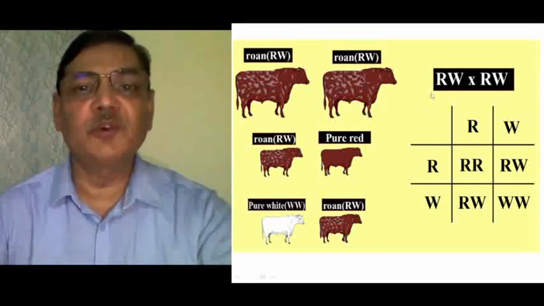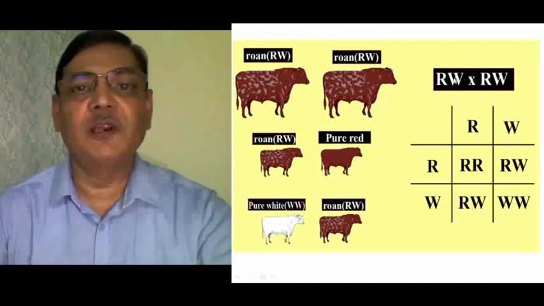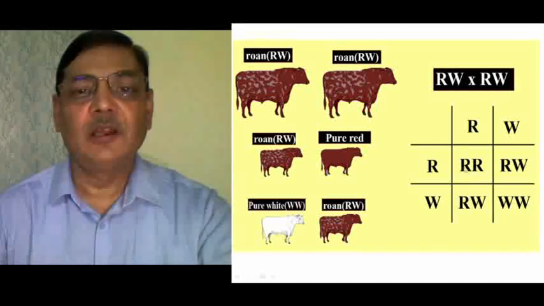In this slide, what is shown is that two roan color individuals, one male and one female, if crossed with each other, then in the next generation you will have 25% cattle with pure red phenotype, 25% with pure white, and 50% of them being heterozygous, they will be roan coat colored. So this is also one of the popular examples of codominance.